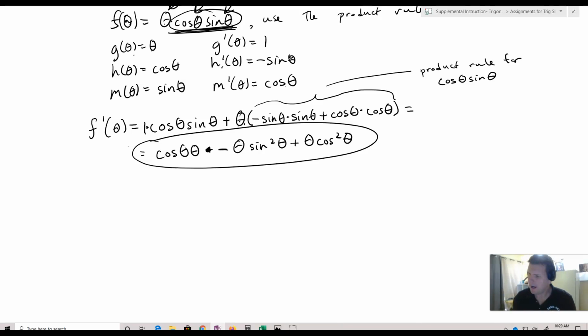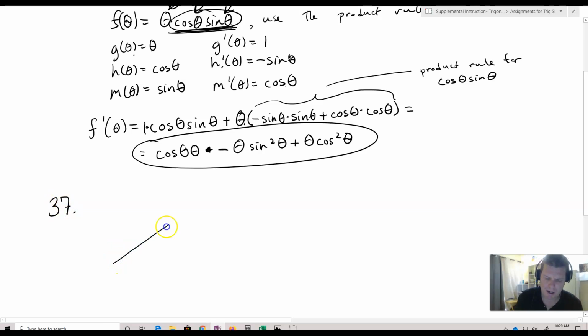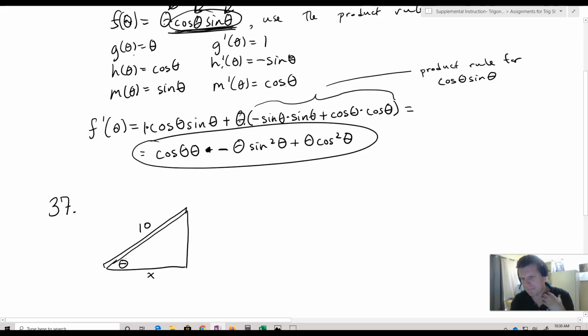All right. Next up is this one, 37, that you had. What 37 stated was you had a graph where this side was 10. So this is your ladder, and x is the distance away from the wall, and theta is the angle.